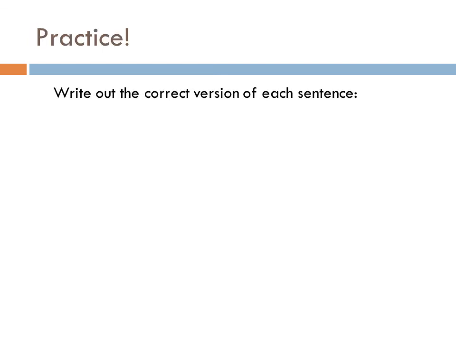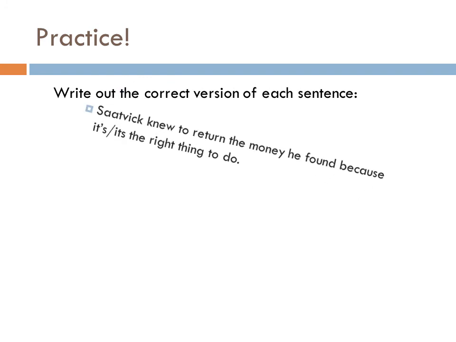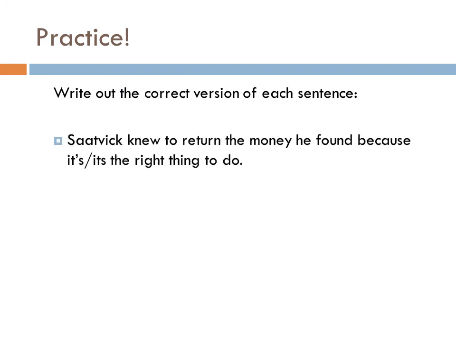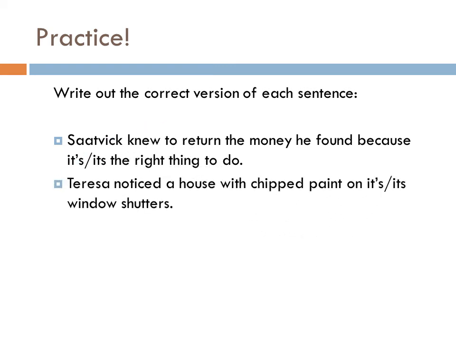Practice time. Satvik knew to return the money he found because it's the right thing to do. Teresa noticed a house with chipped paint on its window shutters. Remember, the trick is to ask yourself, would it is work? If so, then it's the one with the apostrophe.